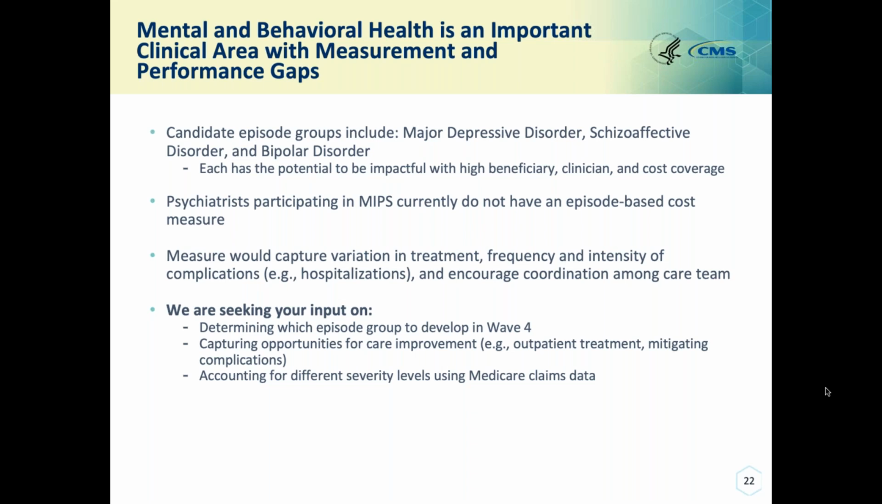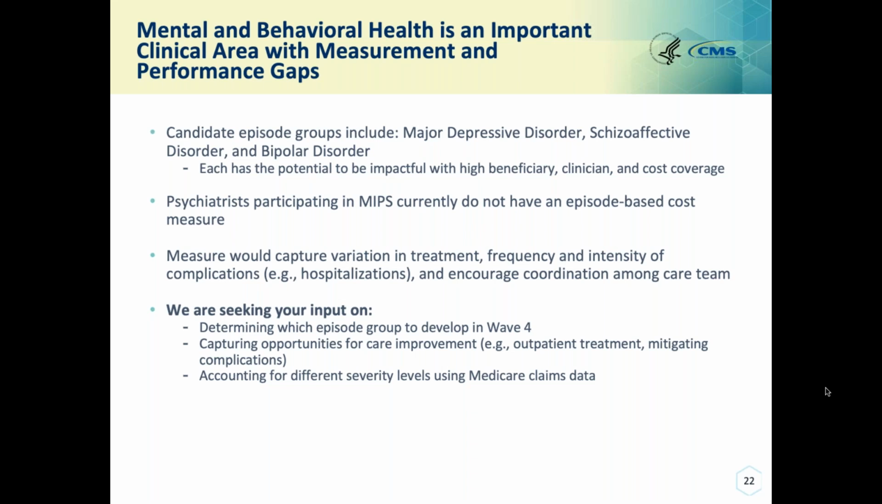The next clinical area is mental and behavioral health. Our team identified major depressive disorder, schizoaffective disorder, and bipolar disorder as potential episode groups within this broad area. Each of these has the potential to be impactful with high beneficiary, clinician, and cost coverage, although major depressive disorder is the most prevalent by far. In our preliminary analyses, we estimate up to around 1.5 million beneficiaries that could be covered by such a measure. Of course, these are very rough preliminary numbers that are included in our posting document using an initial set of specifications that we would work with clinician expert work group members to refine.